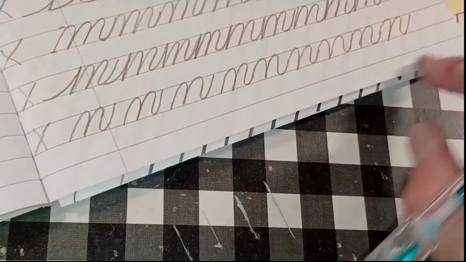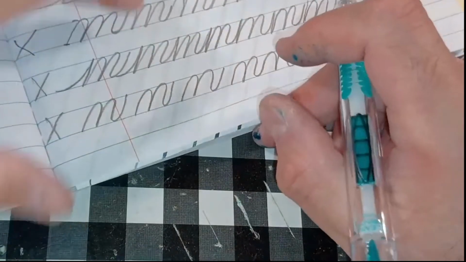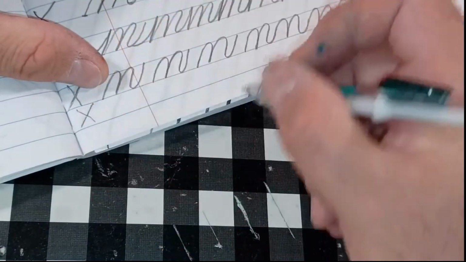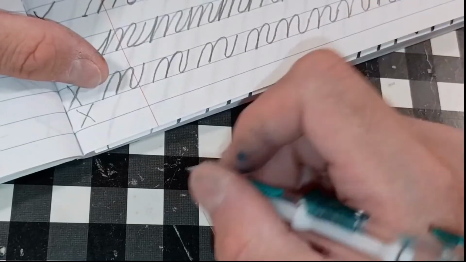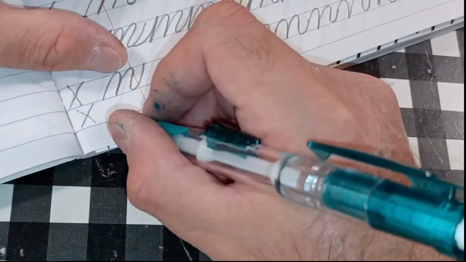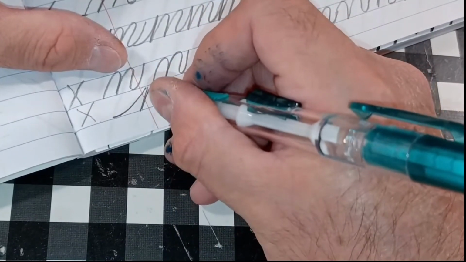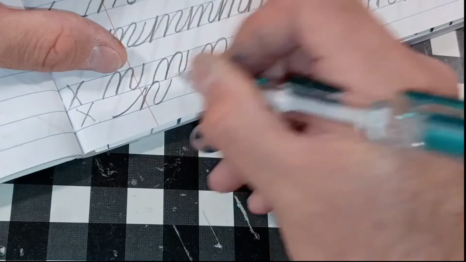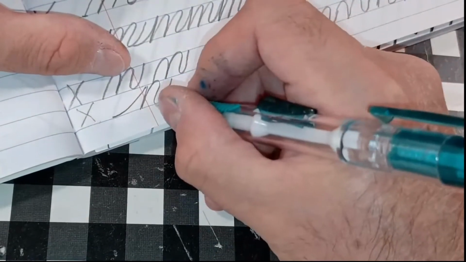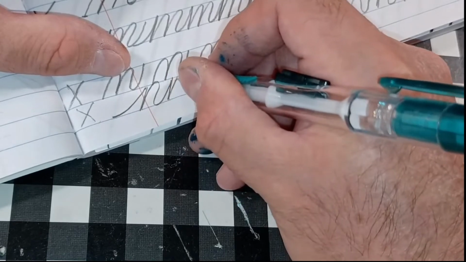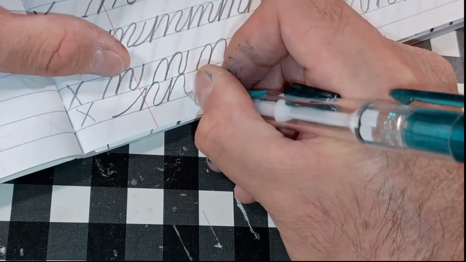Now, because this is another letter that's only one level high, I'm gonna do the next one just under that. So the next N is just like the M. We're gonna do an upstroke, a downstroke, and a compound curve.